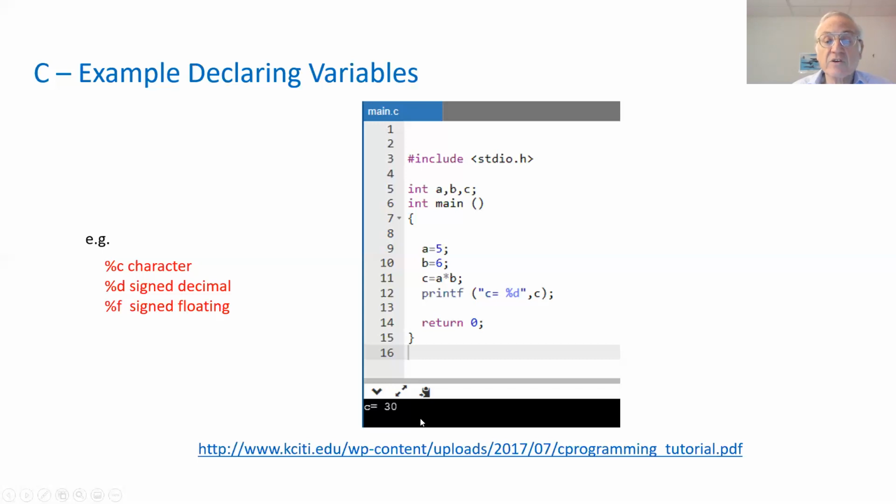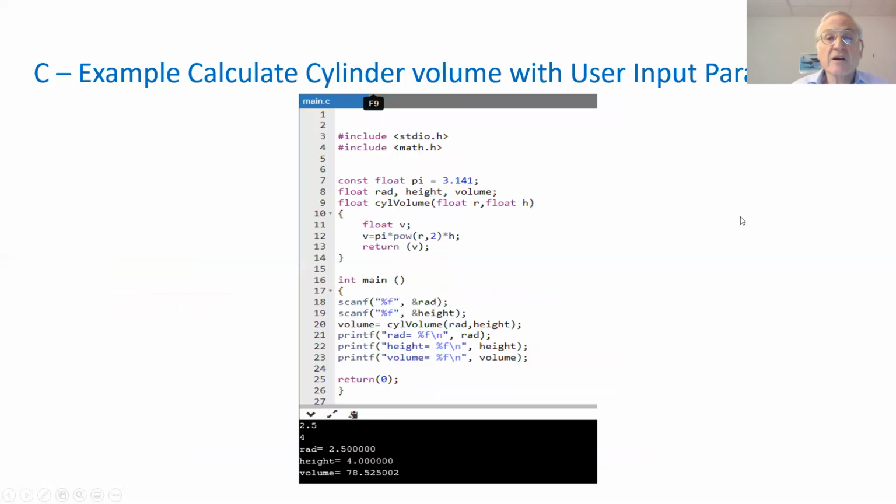And as a result, we see over here, then we run the program, we get C equals 30. Here's another example, writing a program to calculate the cylinder volume with user input parameters. So we have the same headers as before, but we also add the header of math.h.